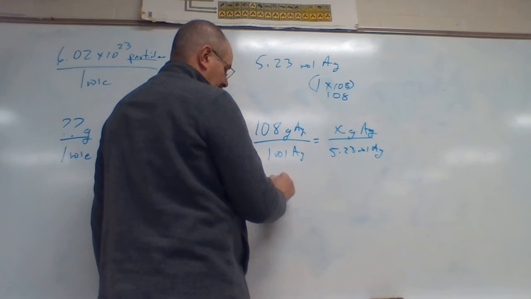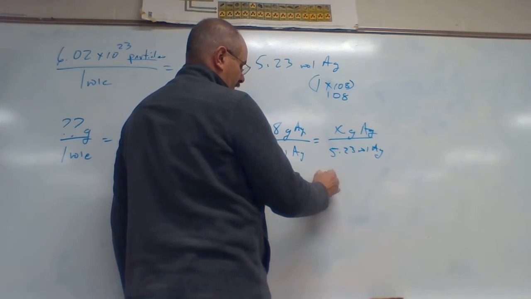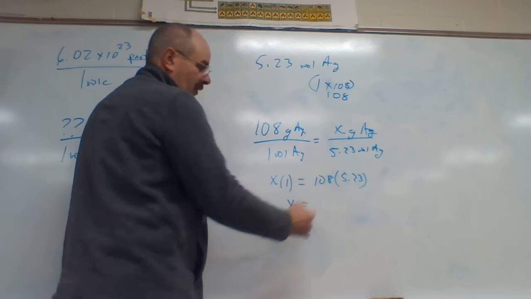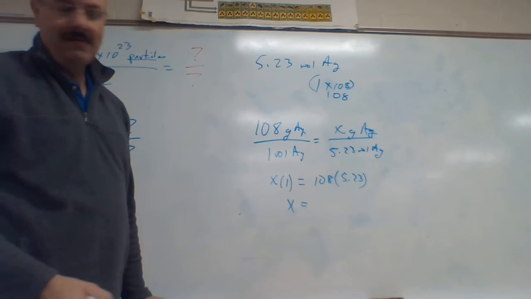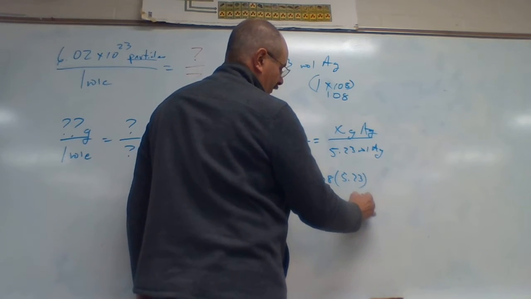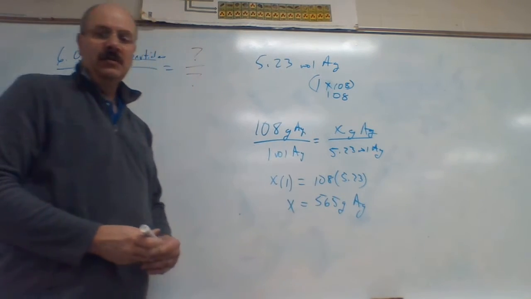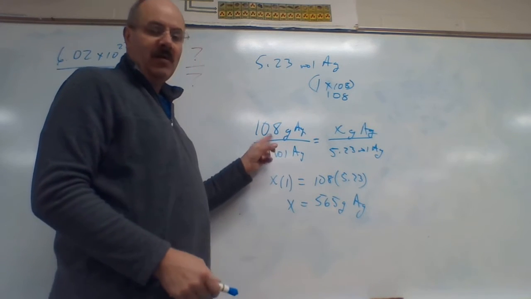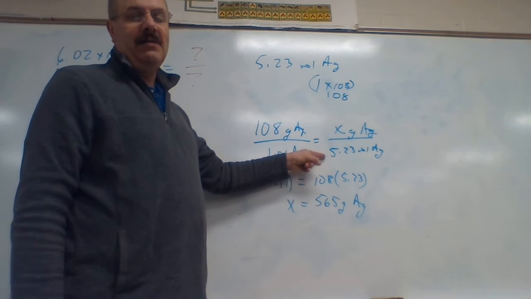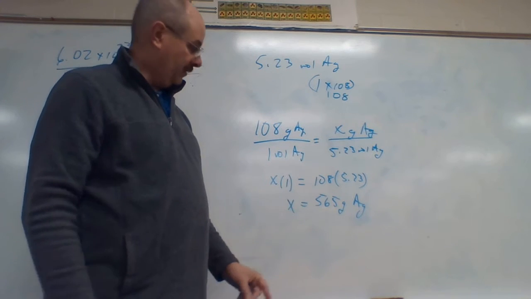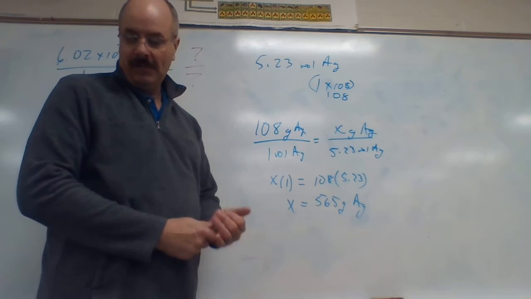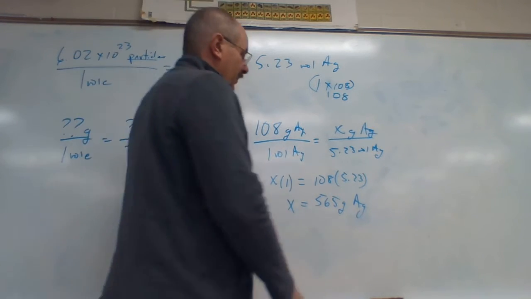So cross multiply: X times 1 equals 108 times 5.23. You multiply that out, and you should get an answer of 565, and that's grams of silver. So what does that say? Well, if I only had 1 mole, I'd have 108 grams. But really I've got 5.23 moles of it. Well, that's going to be 565 grams. That's what we just calculated. Okay, all right, so let's go to letter B.